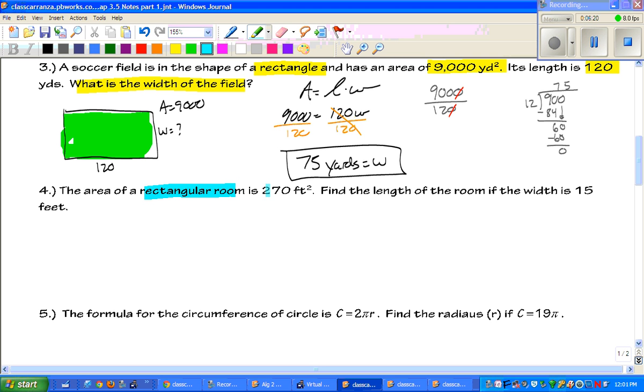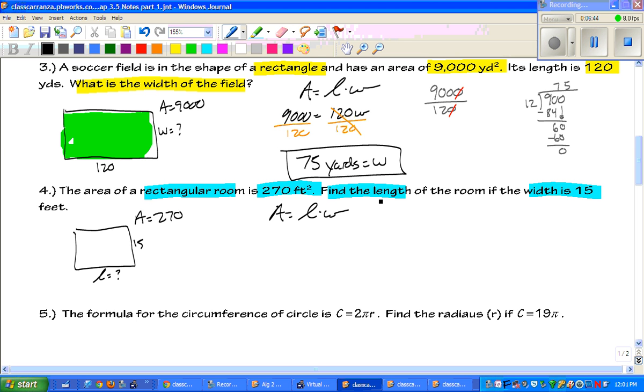The area of a rectangular room is 270 feet squared. Find the length when the width is 15 feet. So we're going to do the same thing. We're going to set up a little picture. We know the area is 270. The width is 15. We need to find the length. So length times width. 270 equals 15L. Remember, the number always comes first. And I want you guys to do the rest of this. Okay, so let's pause the video and see how you do.